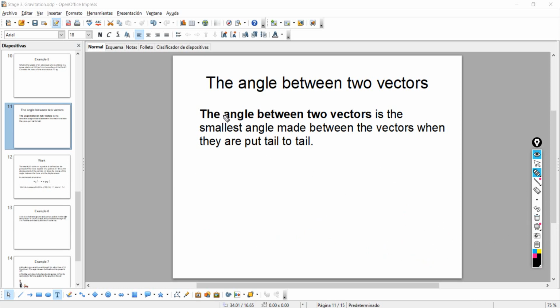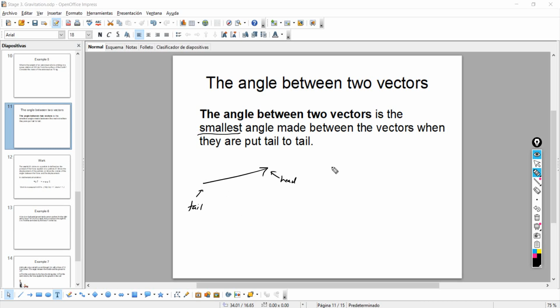Now, what does it mean when we talk about the angle between two vectors? Okay, very good. The idea is very simple. What is the definition? The angle between two vectors is the smallest angle made between these vectors when they are put tail to tail. So if I told you that a vector is an arrow, we can identify the tail of this vector as this part. This is the tail of the vector, and this is the head of the vector.